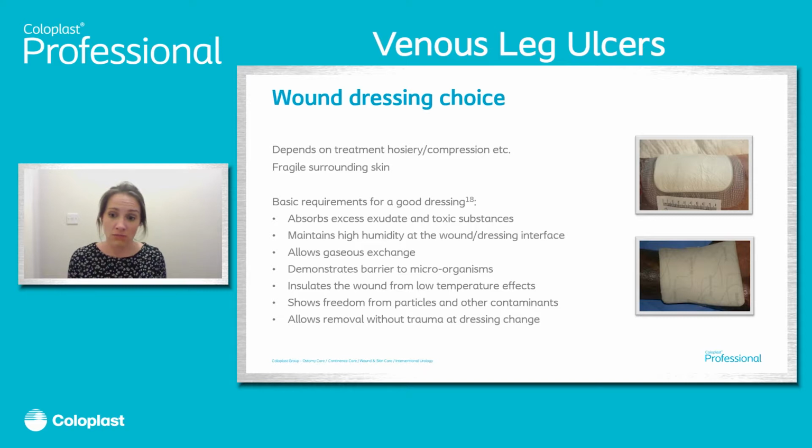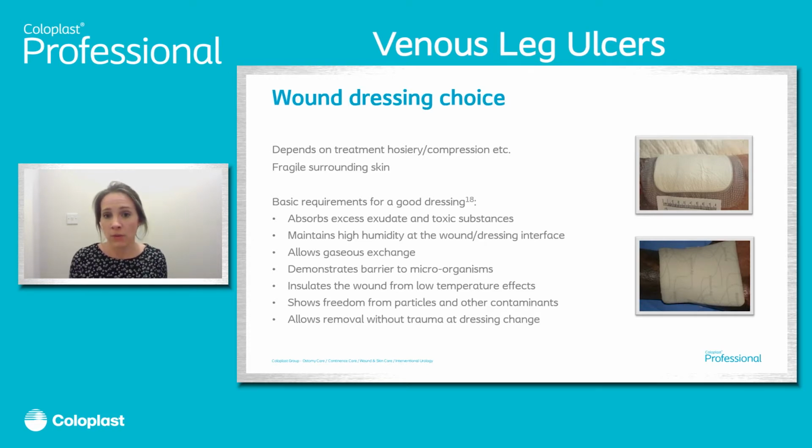We want to reduce any risk of infection, so we want something that's going to conform to the wound bed itself, preventing any exudate pooling, which in turn can lead to an increased risk of infection. We want something that's going to protect the wound from very low temperatures, because if a wound drops its temperature significantly, then it's not going to be in an optimal position for healing. So we need to be thinking along the lines of appropriate dressing selection as our primary dressing.